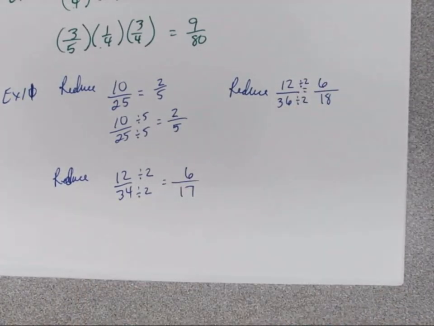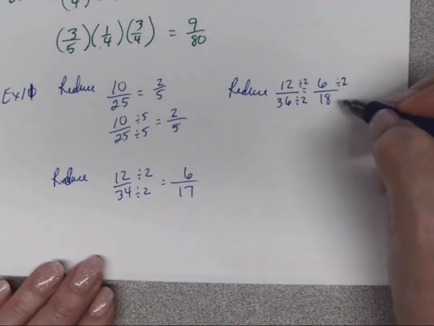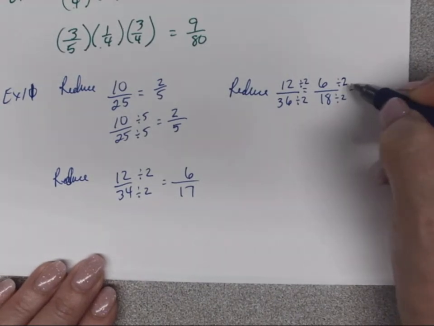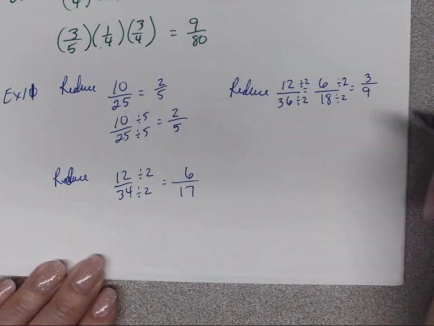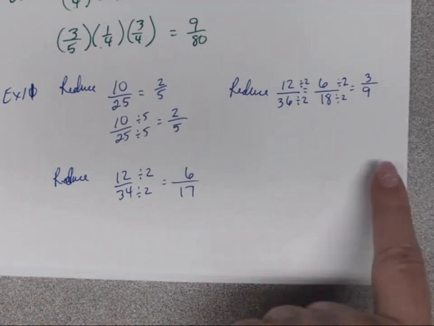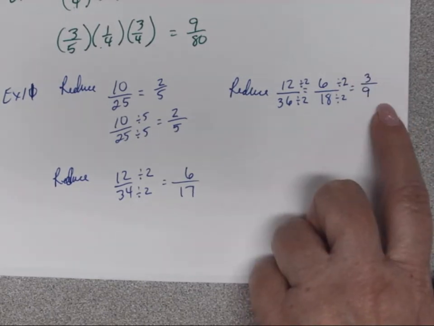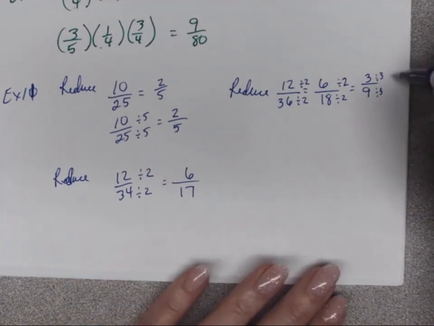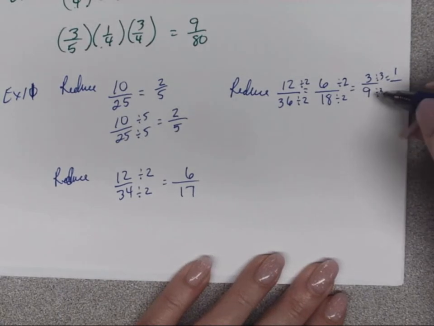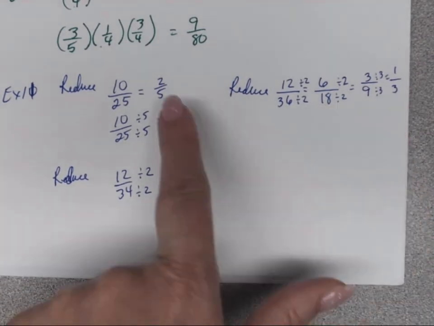Well, they're both still even, so I know I have to keep on going. So I'm going to divide by 2 again. So 6 divided by 2 will be 3. 18 divided by 2 will be 9. Now, they're not both even, so I know they won't divide by 2, but I can see that they both divide by 3. So if I divide by 3 for both parts, 3 divided by 3 would be 1, and 9 divided by 3 will be 3. So it would reduce down to 1/3. So sometimes you're going to have to do a couple of steps and not just one.